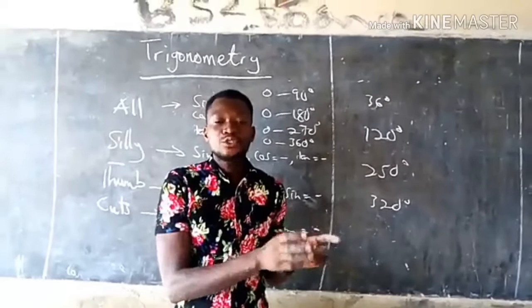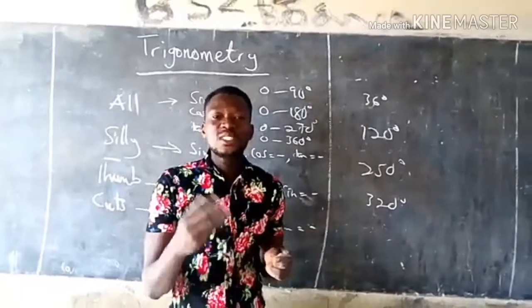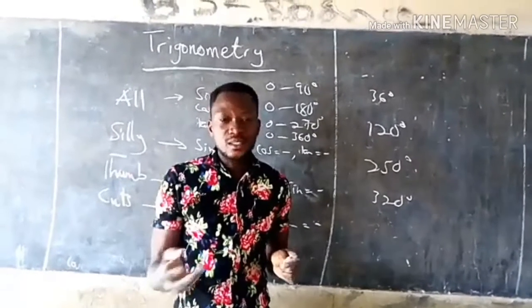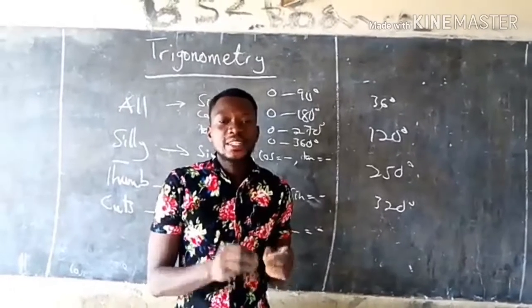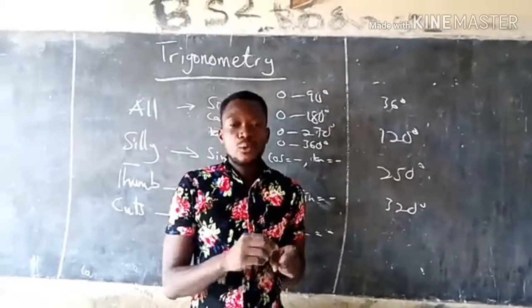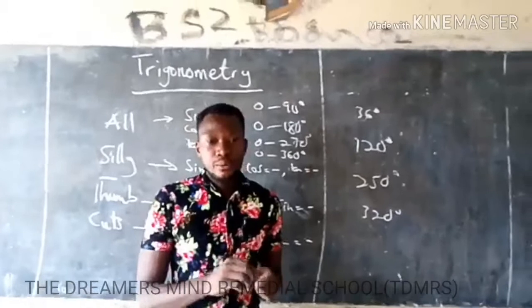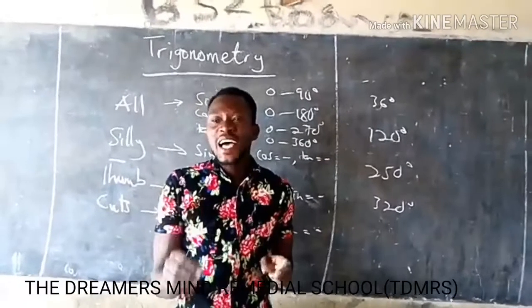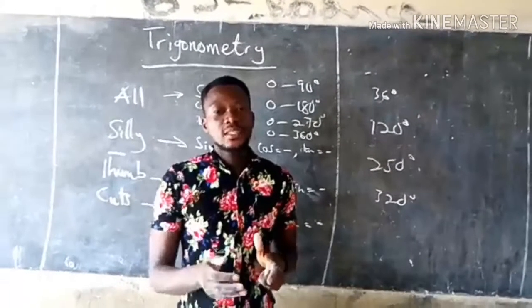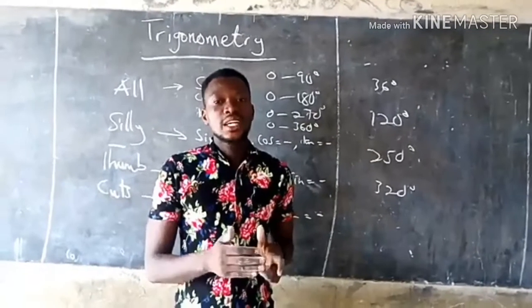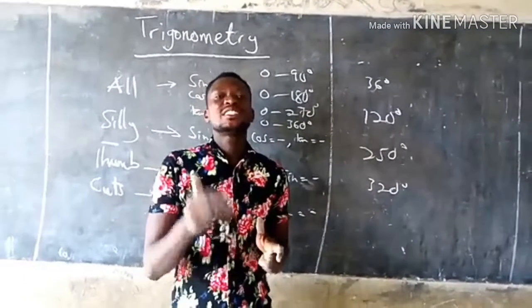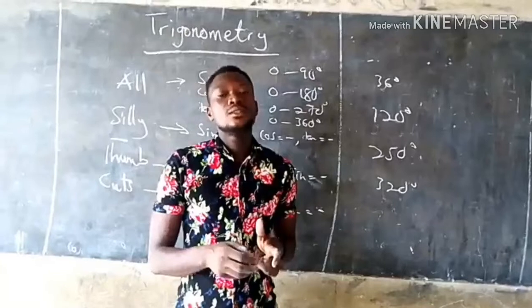We use the basic trig ratios to find unknown sides and unknown angles of any right angle triangle. And we use Pythagoras theorem to only find unknown sides of a right angle triangle. So let's look at finding unknown side of a right angle triangle.